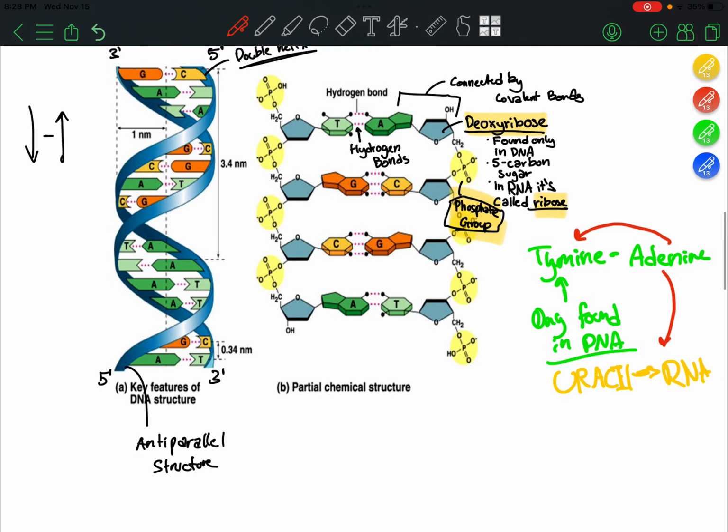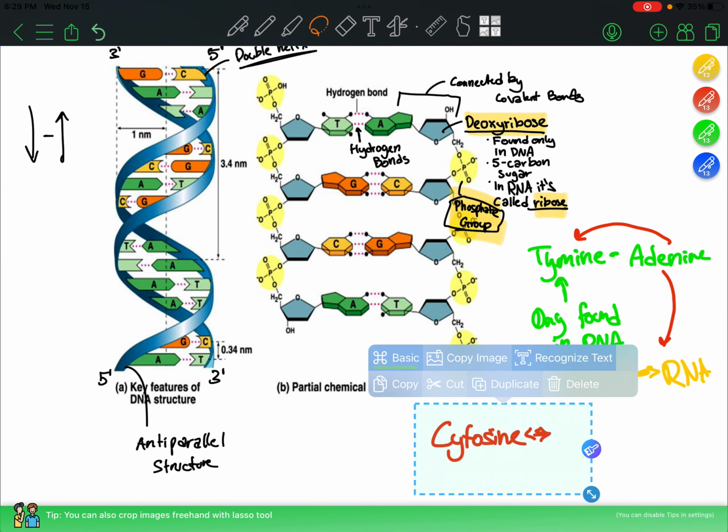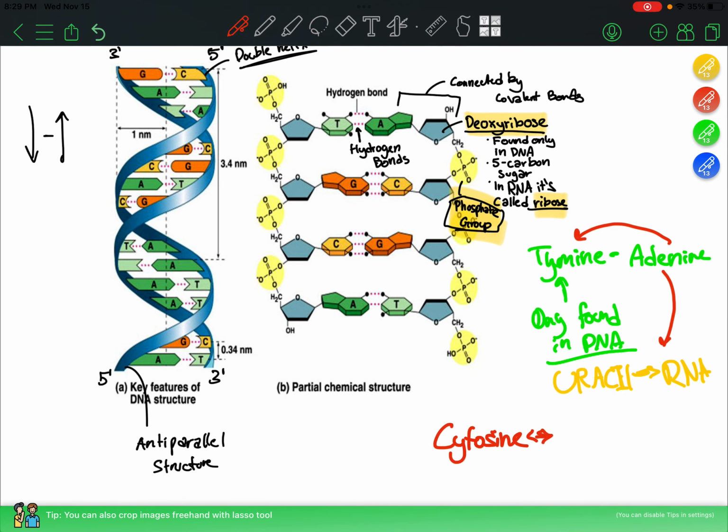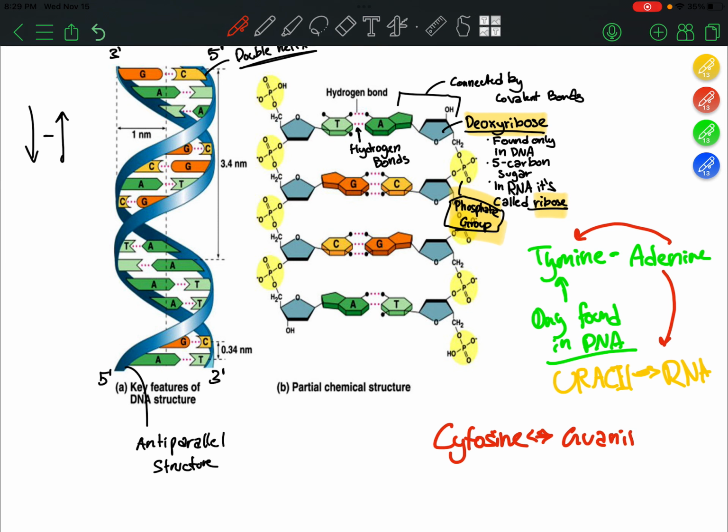Next, we also need to know the structures of these. Second thing also, cytosine pairs with guanine. I think we already know that. If you don't, here's a little reminder. Alright, now you know that also. So you know that these pair with these, and these pair with these.